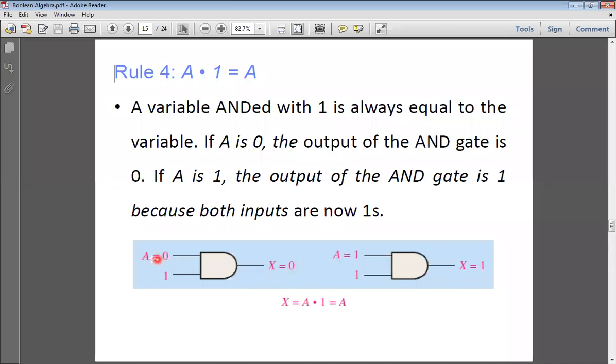What is another possible value for A? 1. A equal to 1. The other input is fixed at 1. So 1 dot 1 is 1. So what we have noticed is the output is following A. The output is following the state of A. If A is 0, output becomes 0. If A is equal to 1, output becomes 1. So output is simply A. So A dot 1 gives us A.